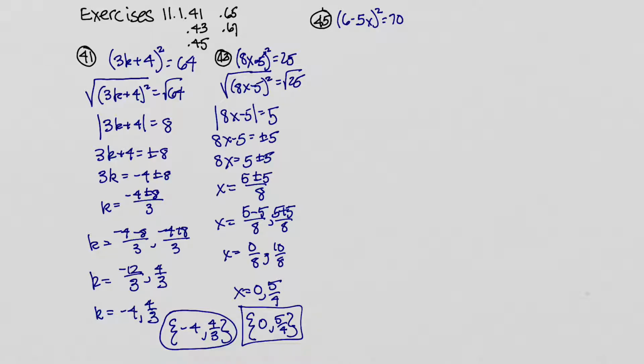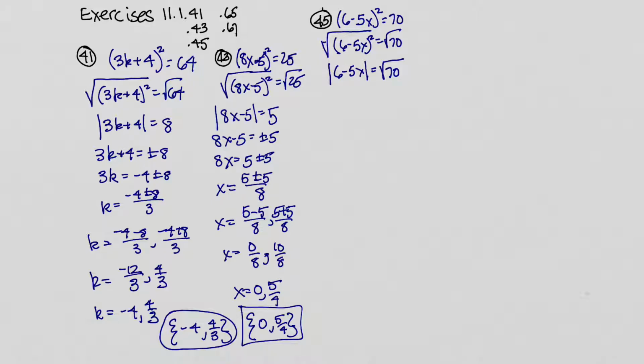Let's do what we've been doing. Let's take square roots of each side. So we'll get the square root of the quantity 6 minus 5x squared equals square root of 70, which is indicating what we're going to do. Now on the left side, square root of the square, we'll get the absolute value of 6 minus 5x. Square root of 70, I don't think there's any way to break that down into two numbers, one of which we know the square root. So I'm going to leave it square root of 70.